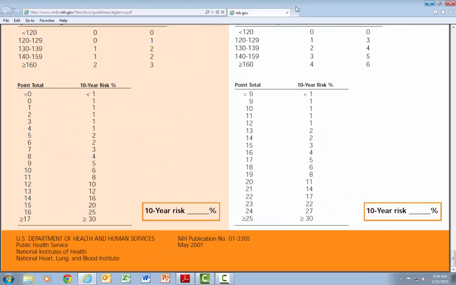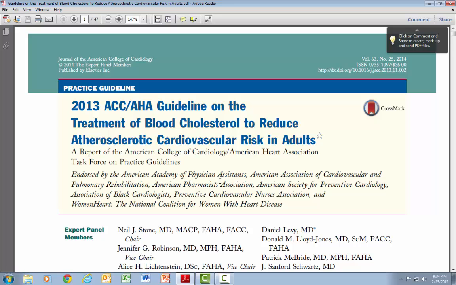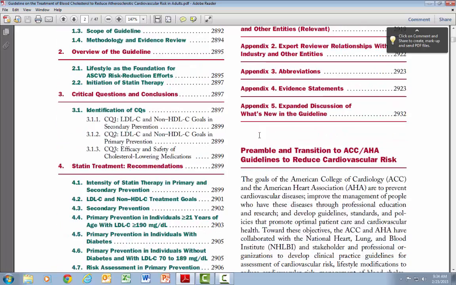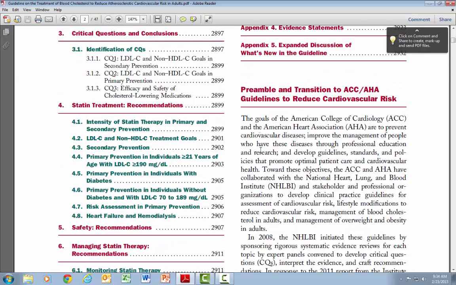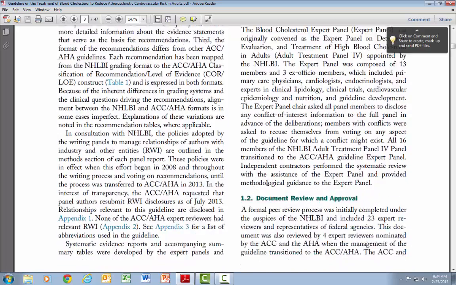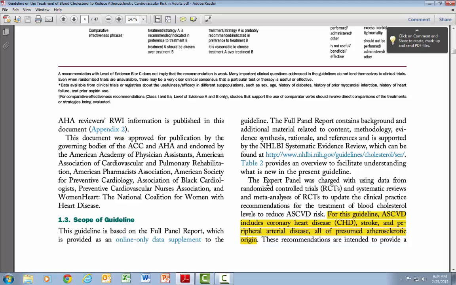Okay, so now since we already discussed the ATP3 guidelines, let's talk a little bit about the updates of the 2013 guideline for the treatment of blood cholesterol to reduce the cardiovascular risk in adults. This guideline does not approach the goal for the LDL, and does not even discuss the HDL goal or triglycerides. Basically, what it does is concentrate on patients by age and population that has any type of coronary artery disease.